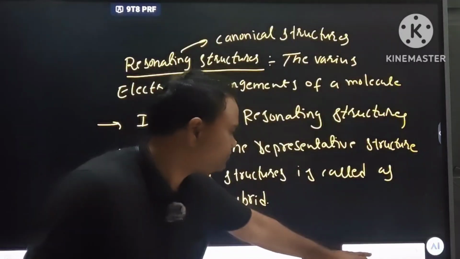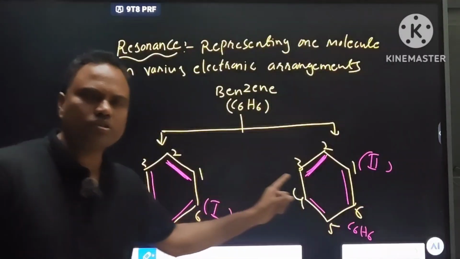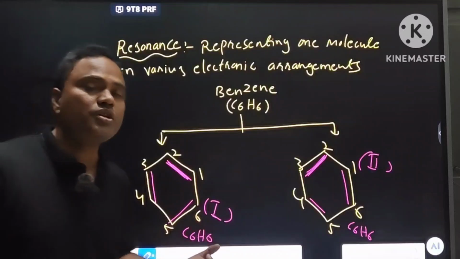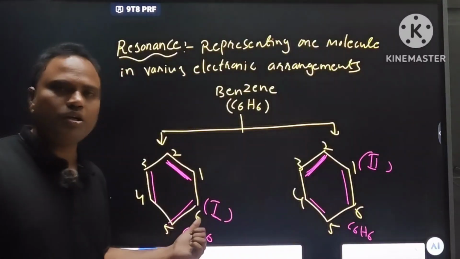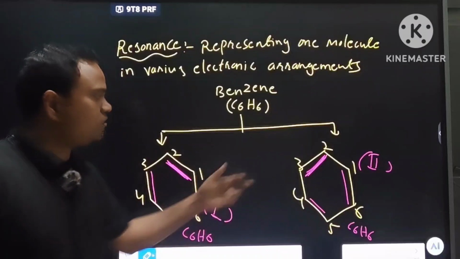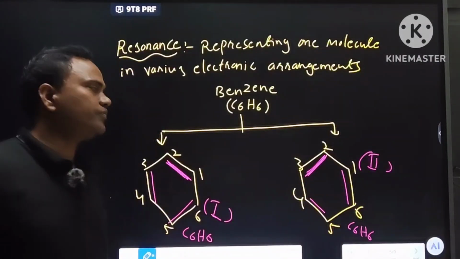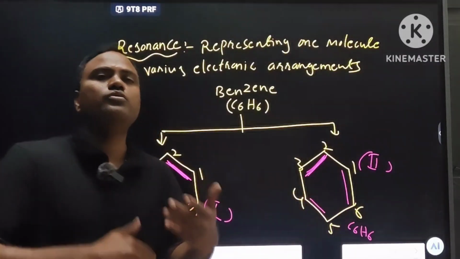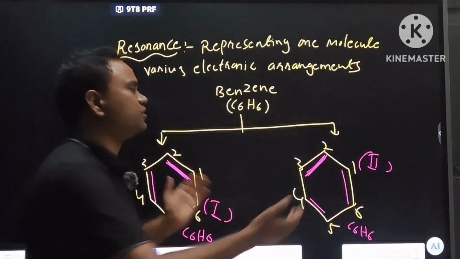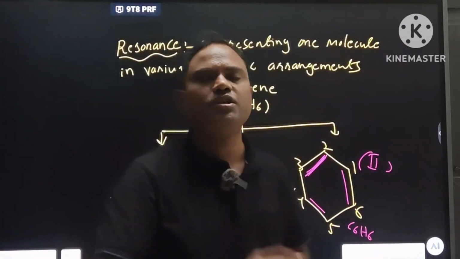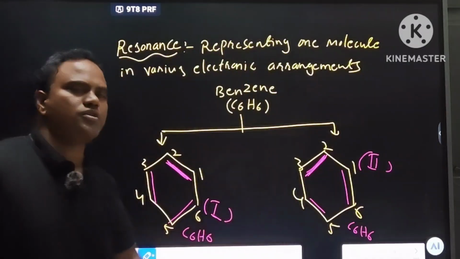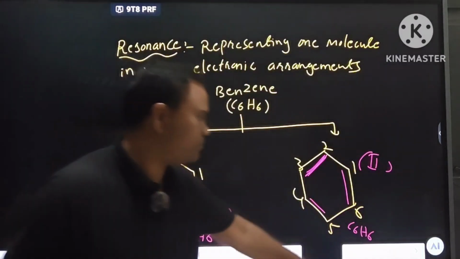Look at this. This is one resonating structure, this is another resonating structure. Which resonating structure do we use? If we use this structure, this will fail. I already told you. If we use this, this will fail. That's why instead of using any one of these, we use a new structure that represents these two structures, which is called the resonance hybrid. The representative structure of resonating structures is called the resonance hybrid.